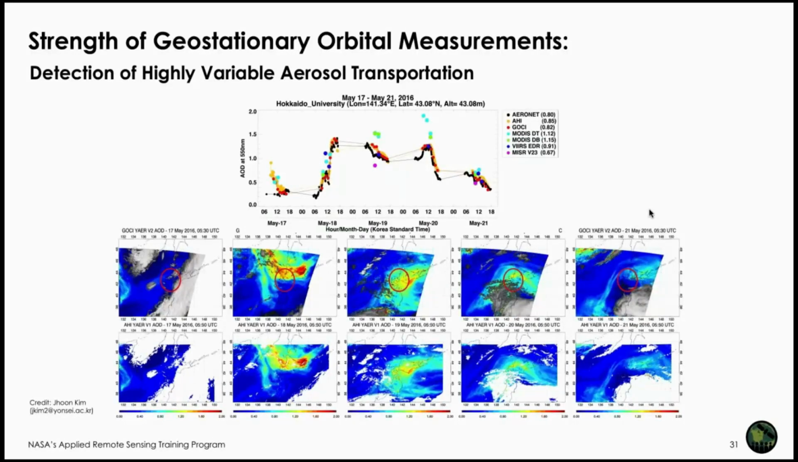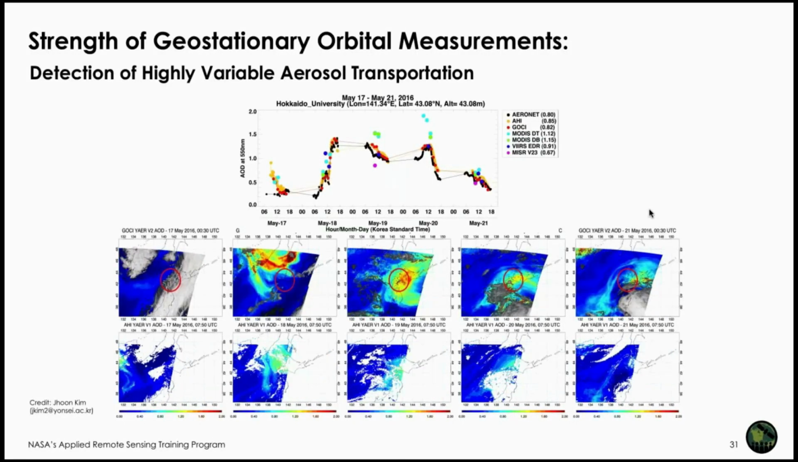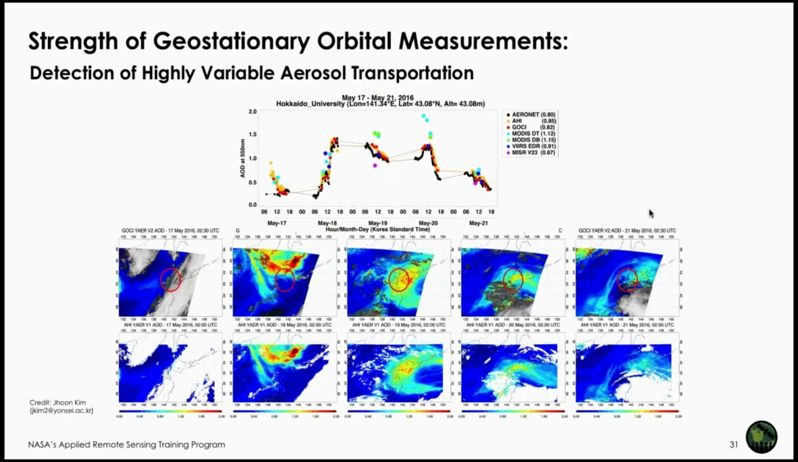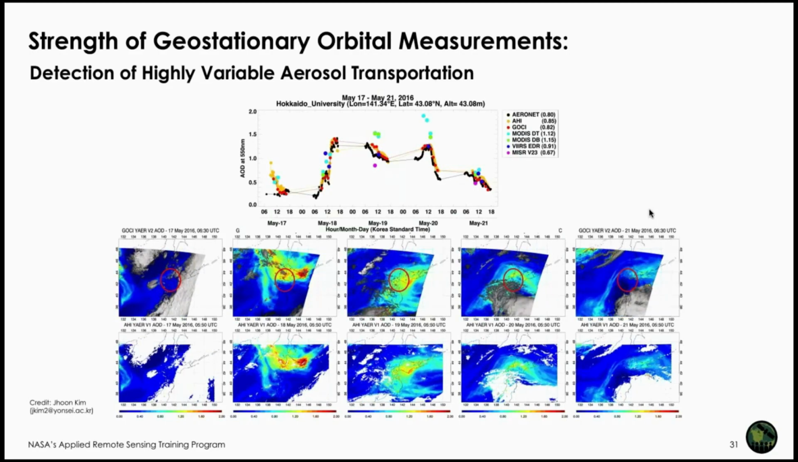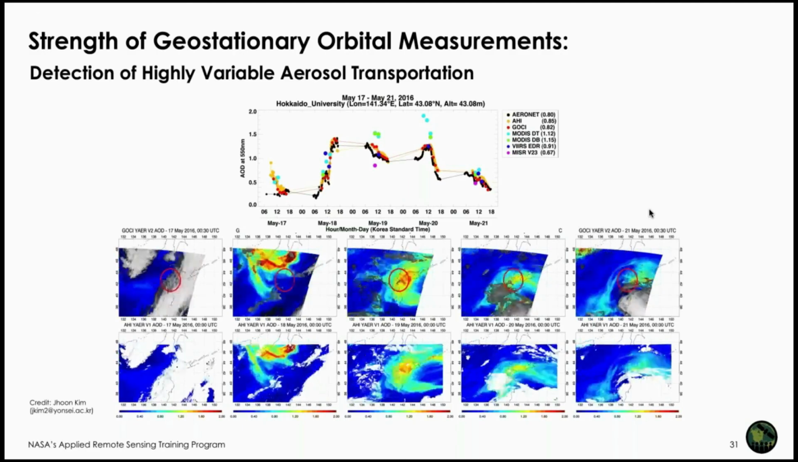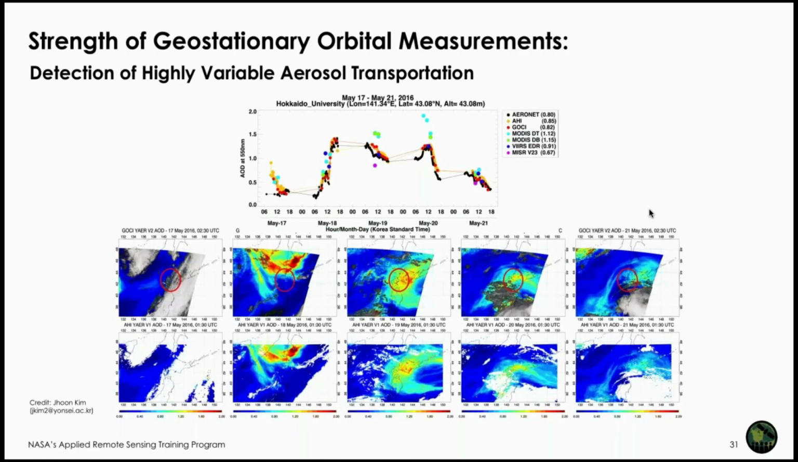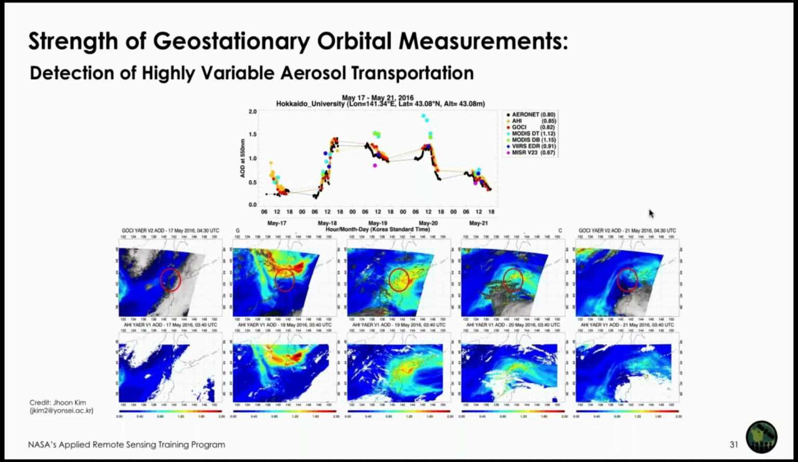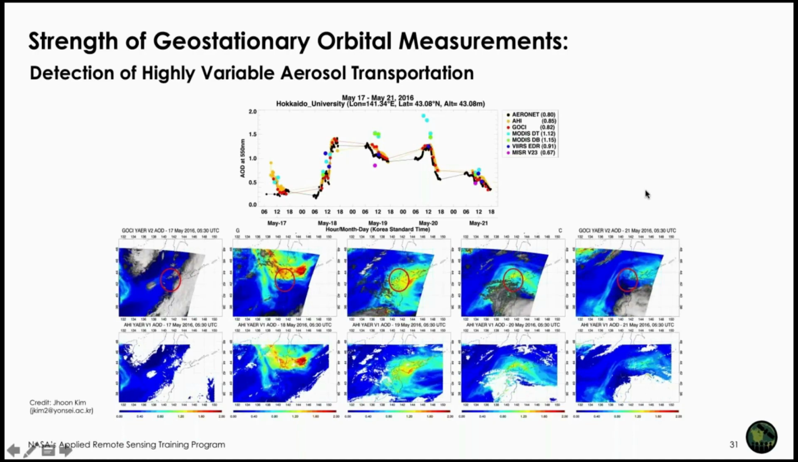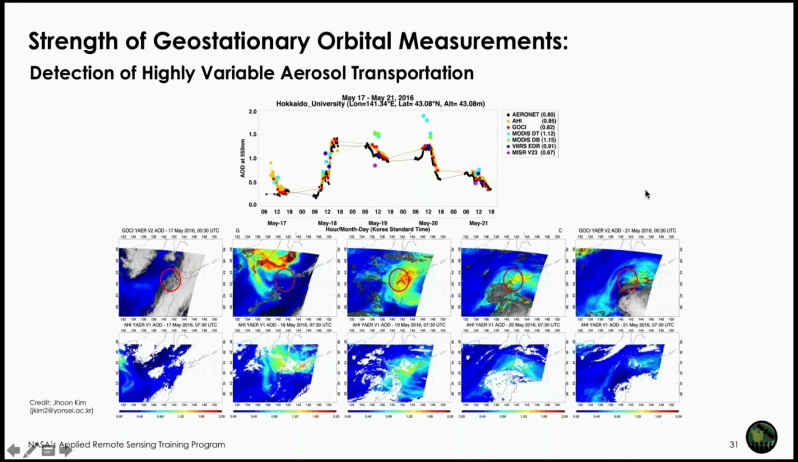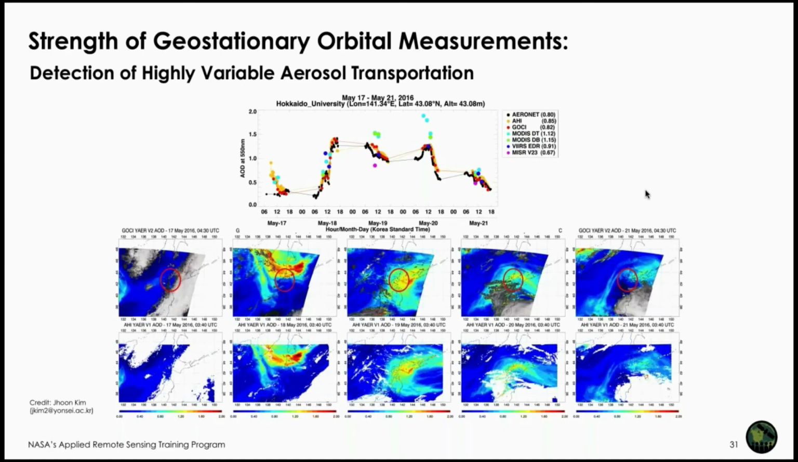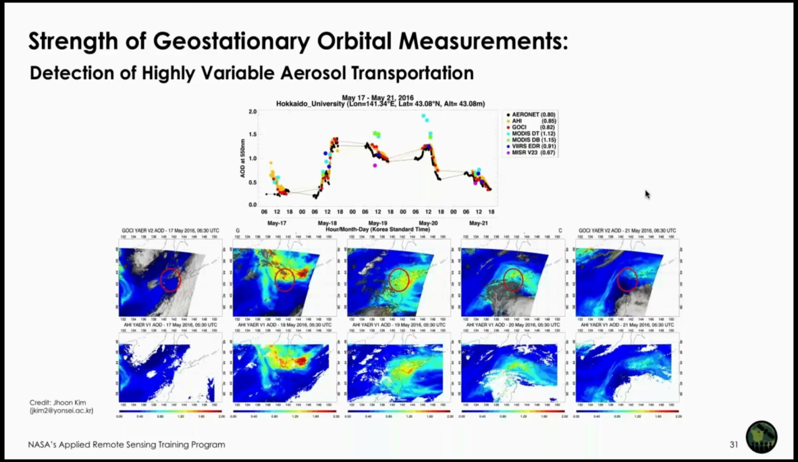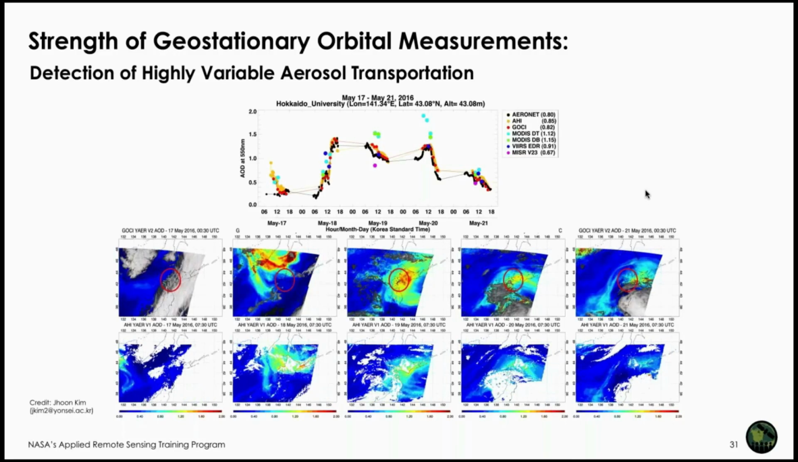Strength of geostationary orbital measurement: the detection of highly variable aerosol transportation. Aerosol can be very highly variable, especially in heavy aerosol transportation cases. This is the case of May 2016. The smoke aerosol plume was transported from Russia to northern Japan, the Hokkaido area.